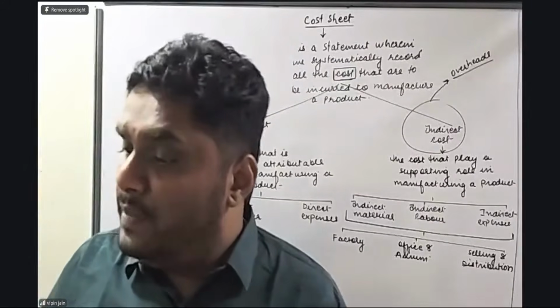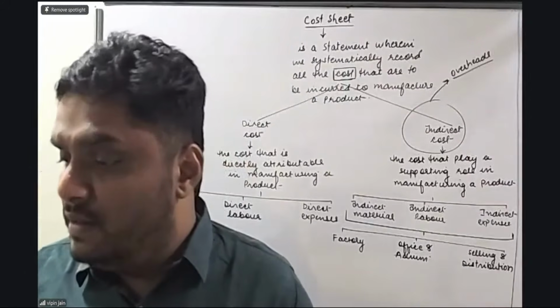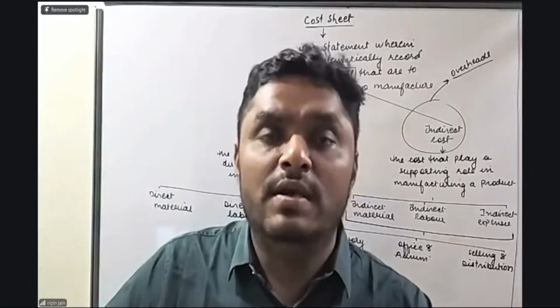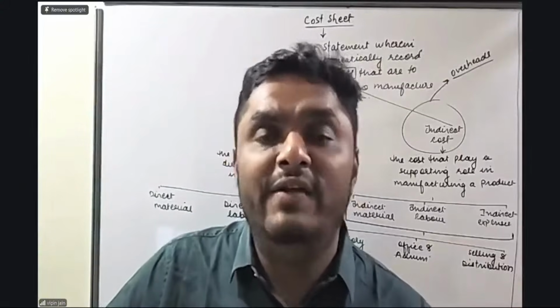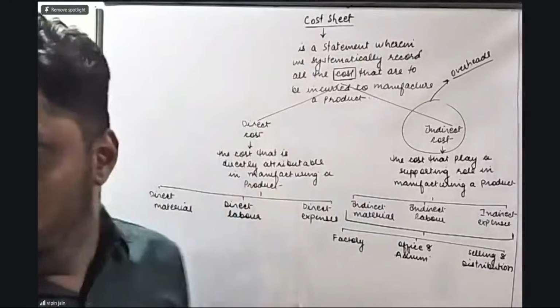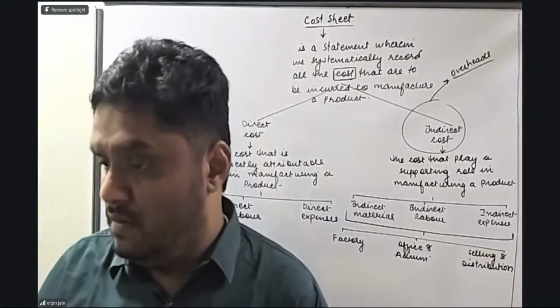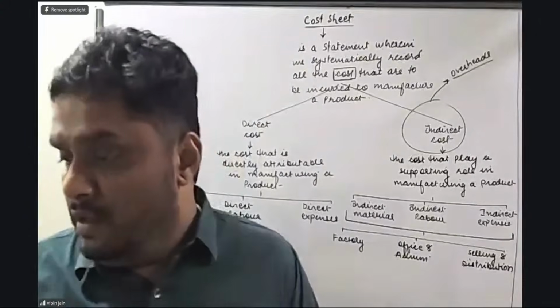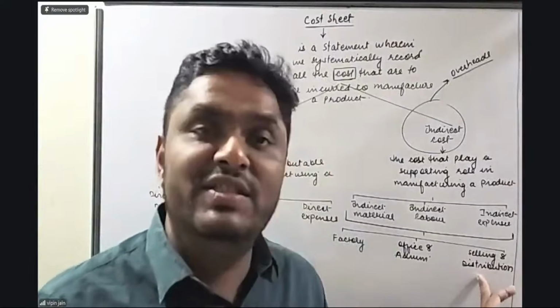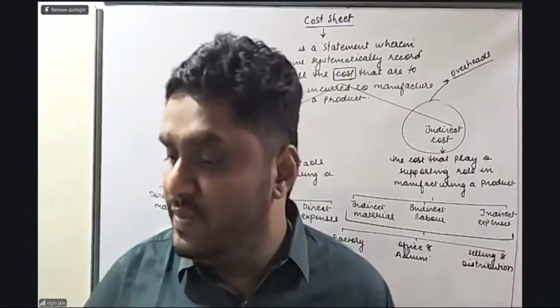It will be, Kabira, direct expenses. So patents taken, or, as I said, technical know-how fees or any sort of royalty that we are paying to manufacture a product will go under direct expenses. Salary to the selling and distribution staff will go under selling and distribution expenses. That is indirect labor.